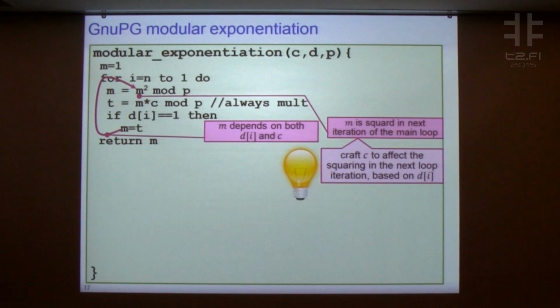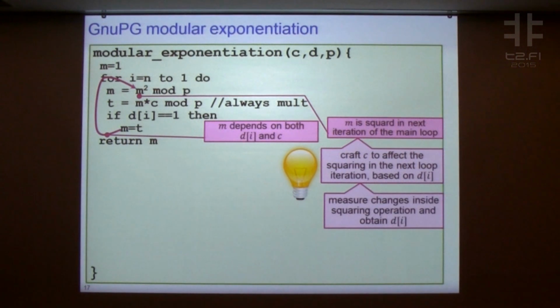The way it's going to affect the squaring operation is this: if the current bit of d is 1, then t equals m times c, and m is replaced with t. So we somehow affected the squaring operation. And if the current bit of d is 0, then the value of t is discarded. We didn't affect the squaring operation, and then the squaring operation is not going to be affected. Then we're going to measure whether we affected the squaring operation or not. And doing this for all the bits of d, we're going to deduce the secret d.